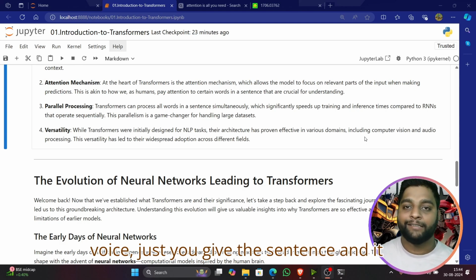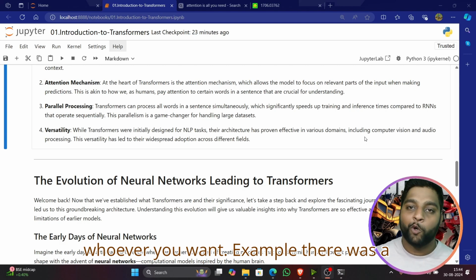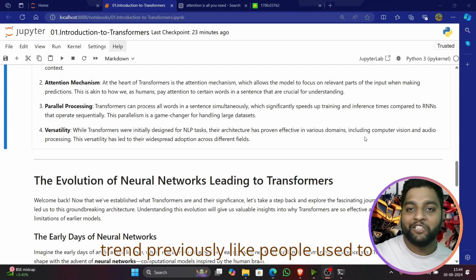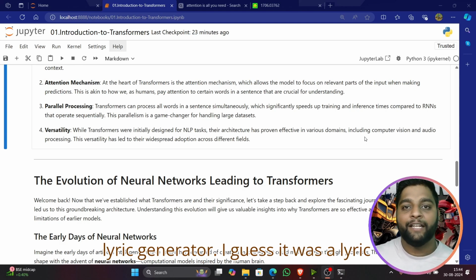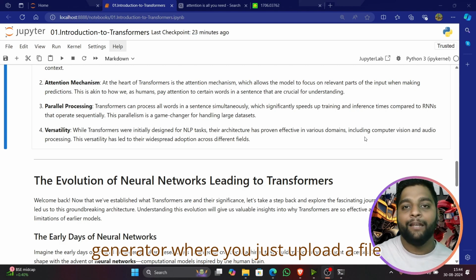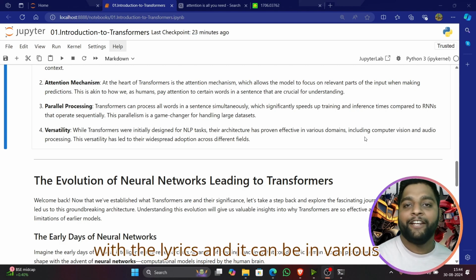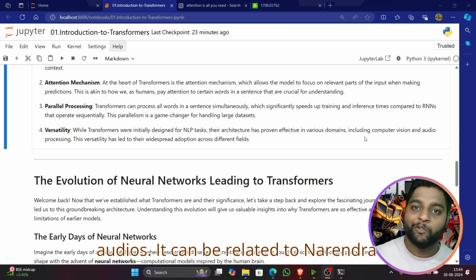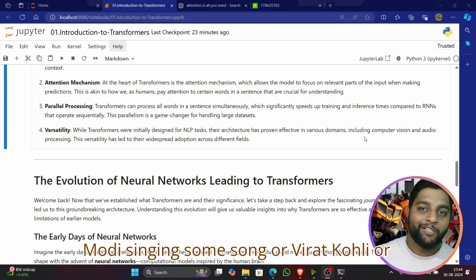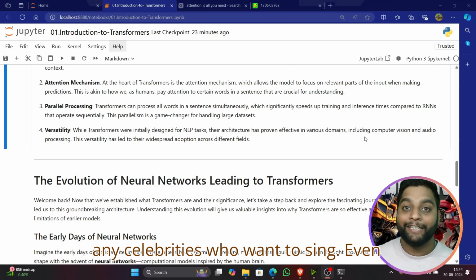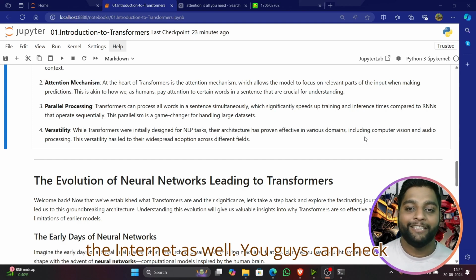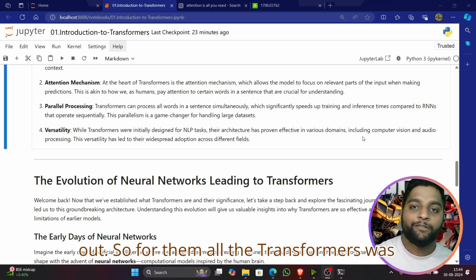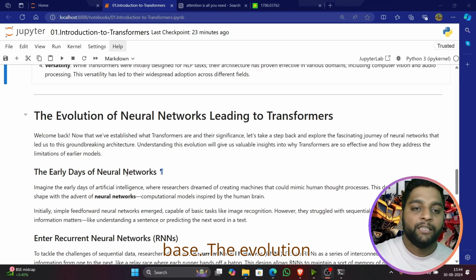And after this, audio processing, like cloning a voice. You just give the sentence and it will automatically create the voice of whoever you want. For example, there was a trend previously where people used to create multiple songs on a lyric generator. I guess it was a lyric generator where you just upload a file with the lyrics, and it can be in various audios. It can be Narendra Modi singing some song, or Virat Kohli, or any celebrities who want to sing. Even Trump used to sing. So that was a game changer. Many videos were circulating on the internet as well, you guys can check them out. For all of them, transformers was the base.